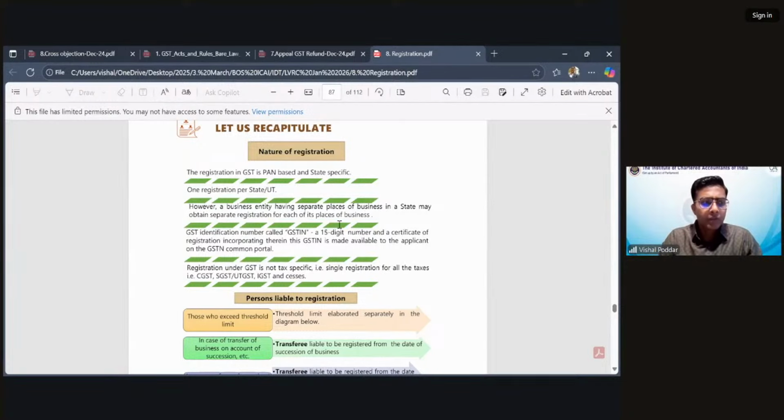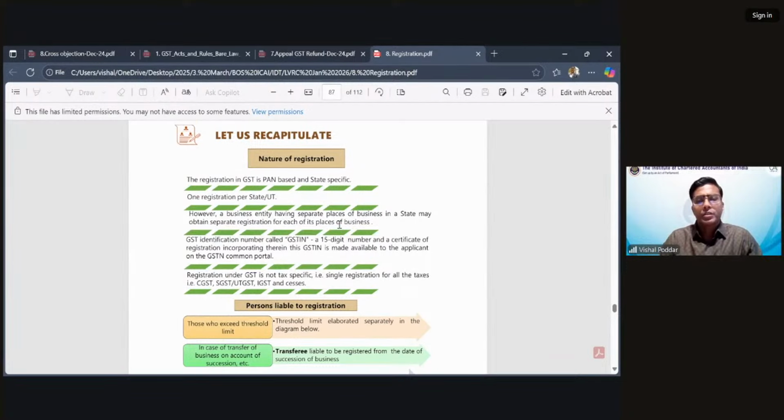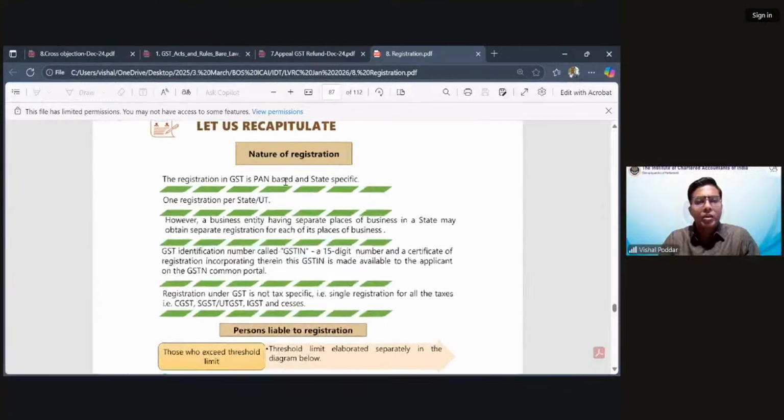So starting with the first topic for revision today, which is registration. In the chapter of registration, as we all know, the basic thing that we are going to discuss is who is liable to register, by what date they are liable to register, and the other procedural requirements. So let us start with some basics about registration.